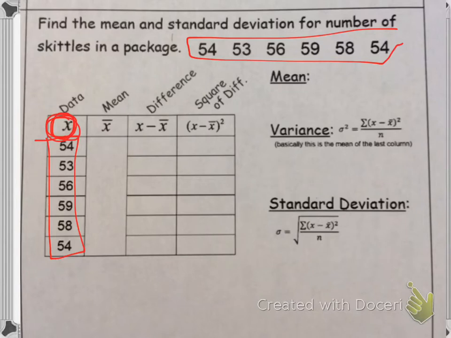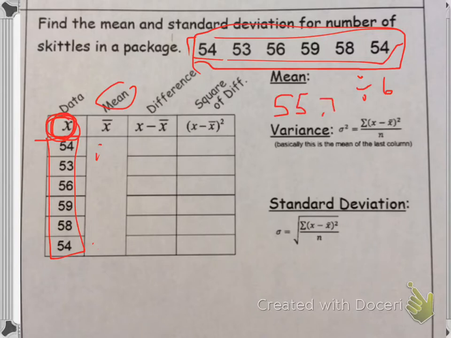The next thing I'm going to do is find my mean. My mean is going to be the same number that gets put in the chart all the way up and down, because the mean is going to be the same for all of those numbers. We're going to use all of those numbers in order to find the mean. So to find the mean, we're going to add these numbers together. So grab your calculator. You're going to do 54 plus 53 plus 56 plus 59 plus 58 plus 54. And then in order to find the mean, we're going to divide that by the number of numbers there are. So we're going to divide that by 6. When you do that for the mean, I got 55.7.